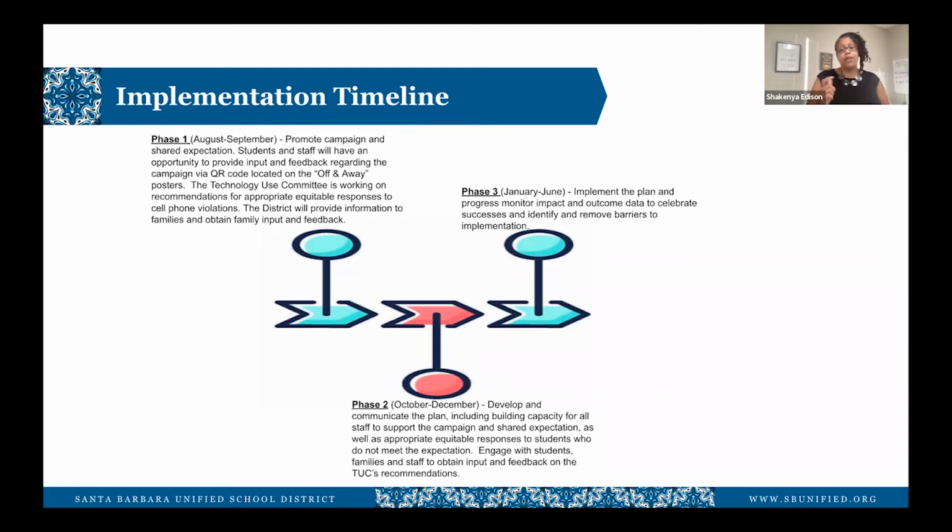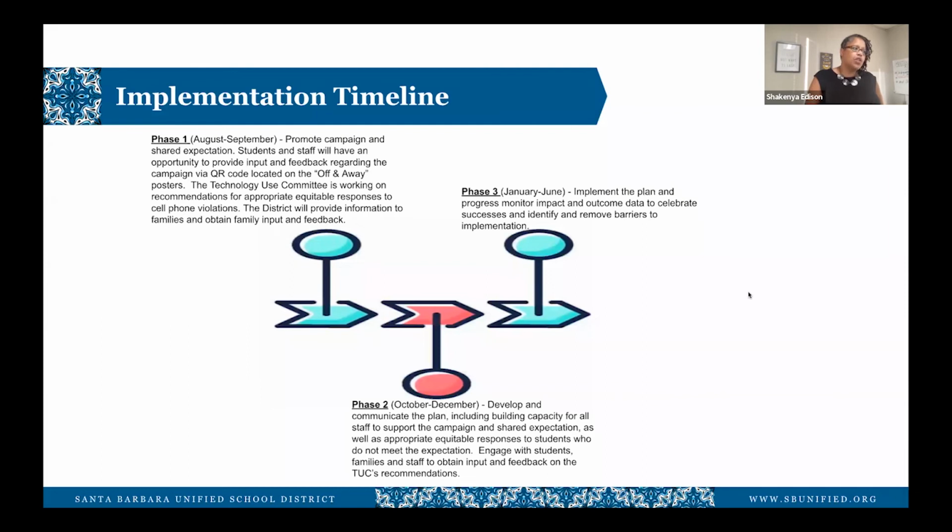multi-tiered system of support principles in making the decisions for this campaign, which is using data to guide decisions and giving opportunities for all staff to contribute and provide feedback, communicating with families, so providing that information for families so that we're very transparent in what Off and Away is.